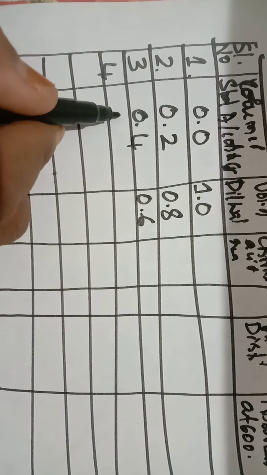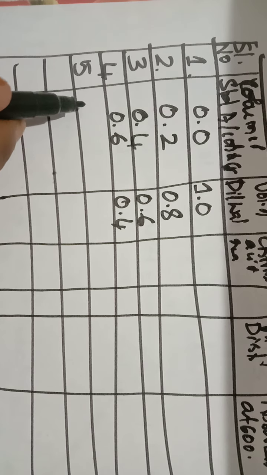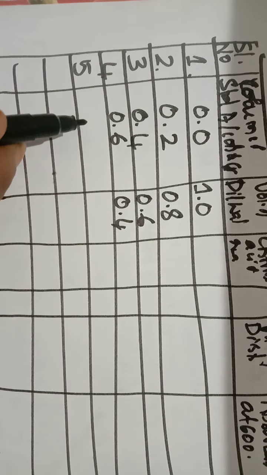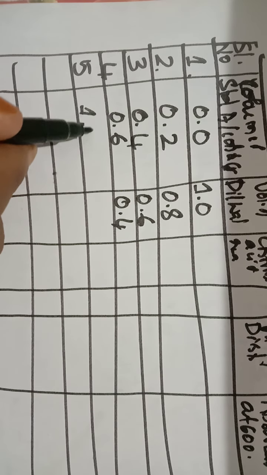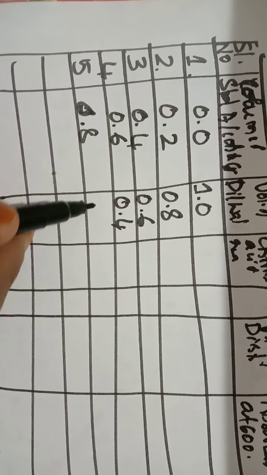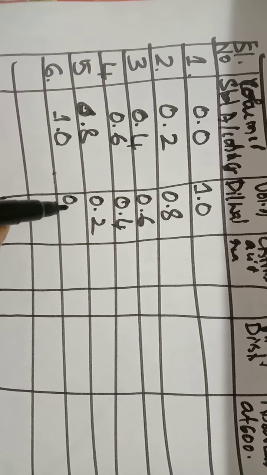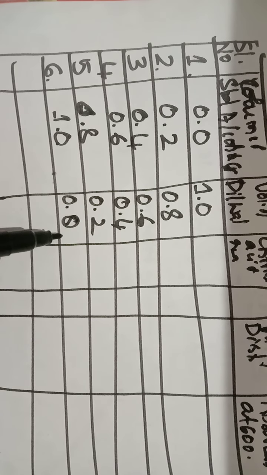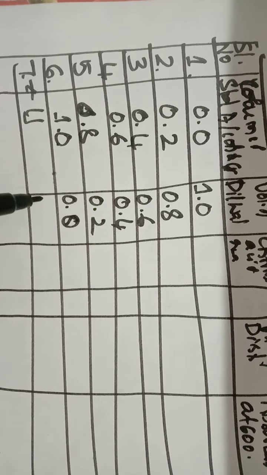Tube number 4, alcohol 0.6, distilled water 0.4. Tube number 5, standard alcohol will be 0.8 ml, and distilled water will be 0.2 ml. Sixth tube, 1 ml of the alcohol and 0 ml of distilled water. And seventh will be the unknown, where we don't know how much it will be.